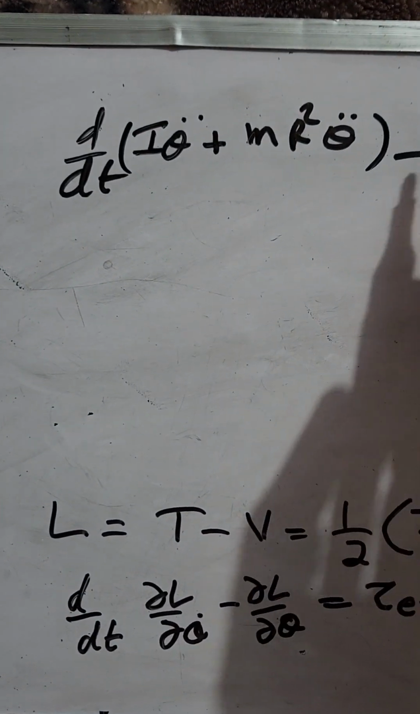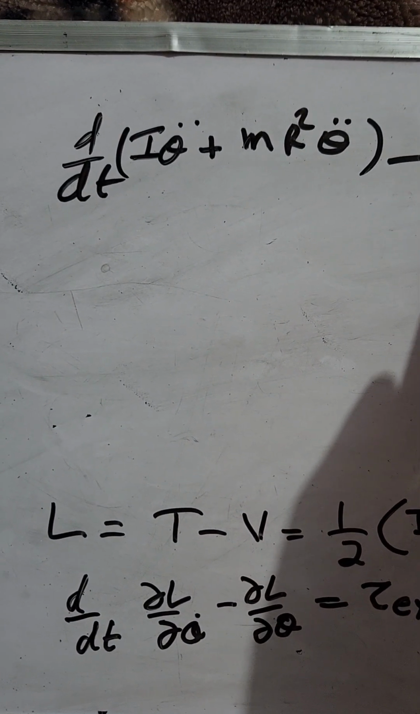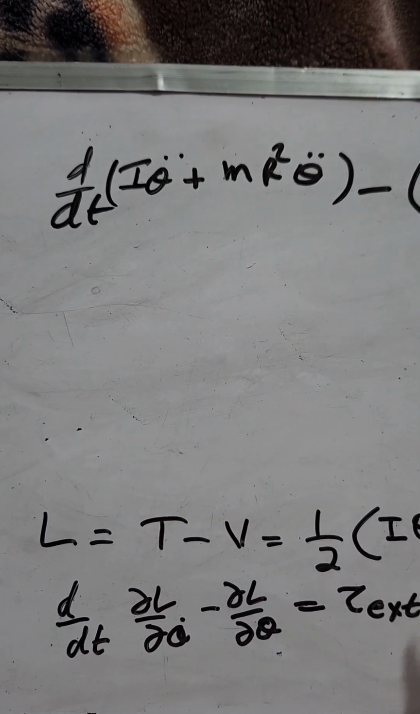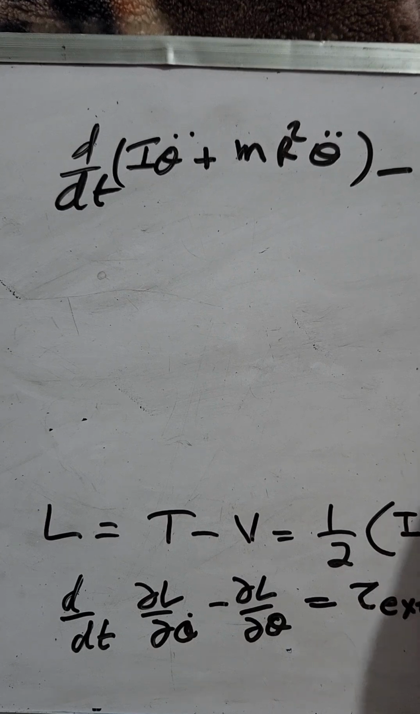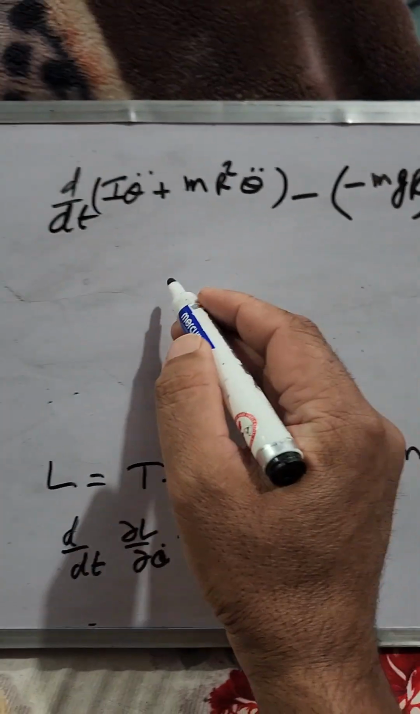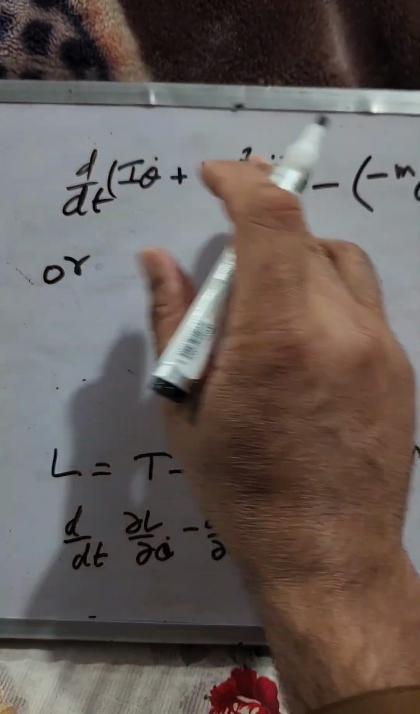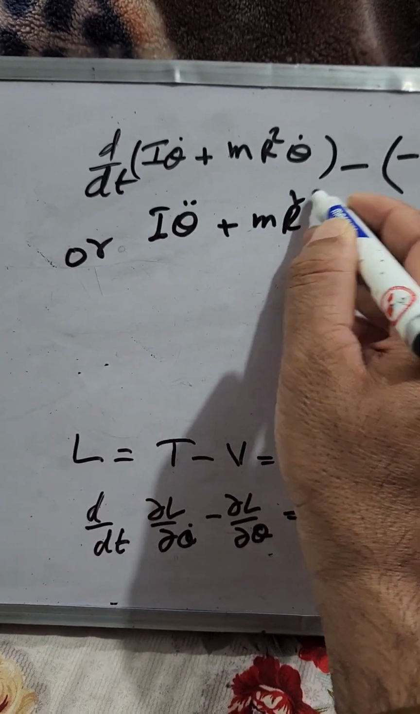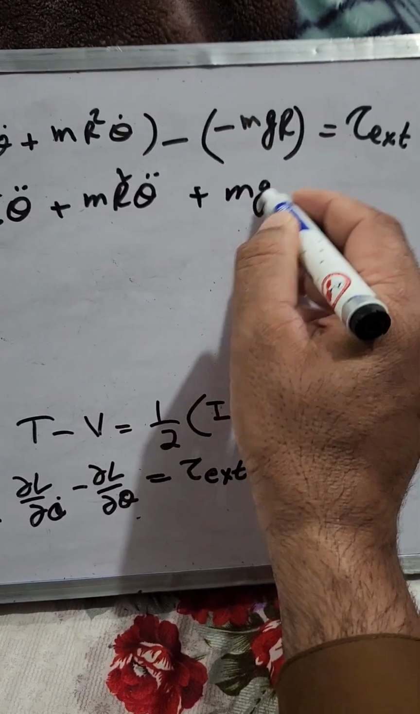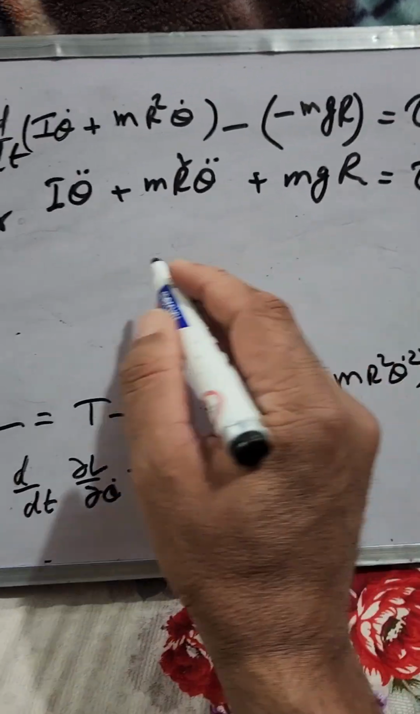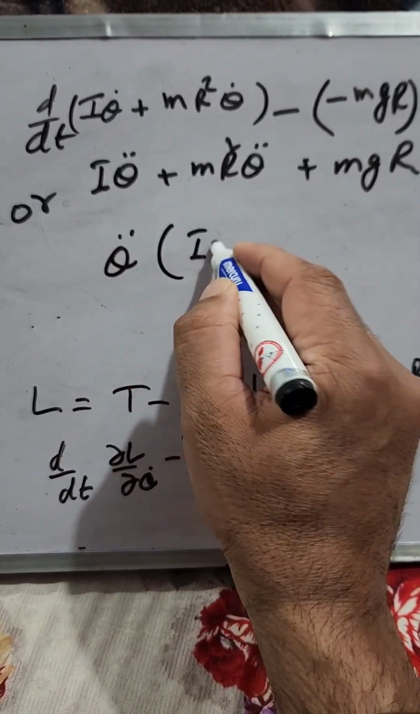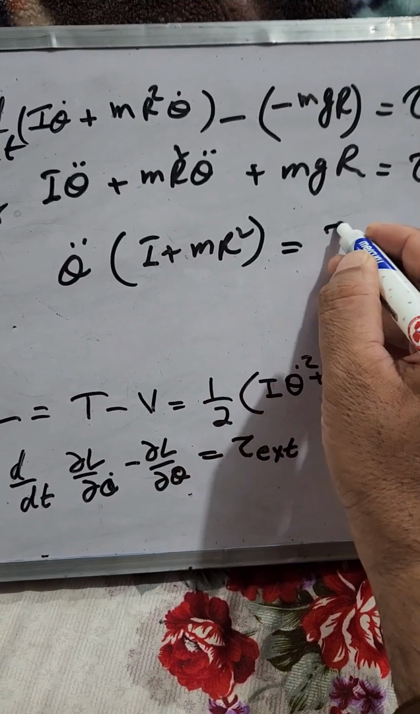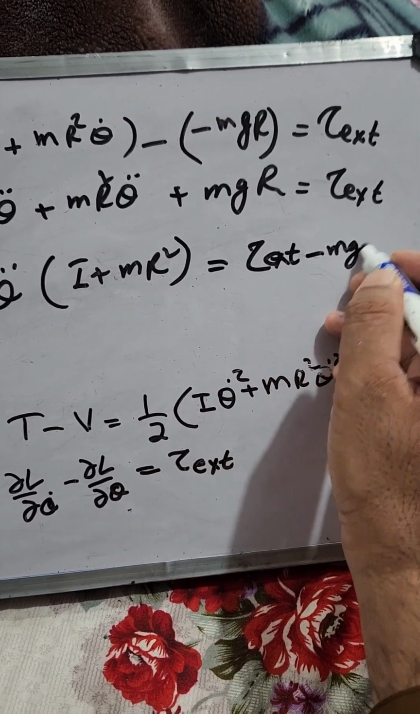Now taking the time derivative, this can be rearranged, taking I plus m r square times theta double dot as common, so that the equation equals tau external minus m g r.